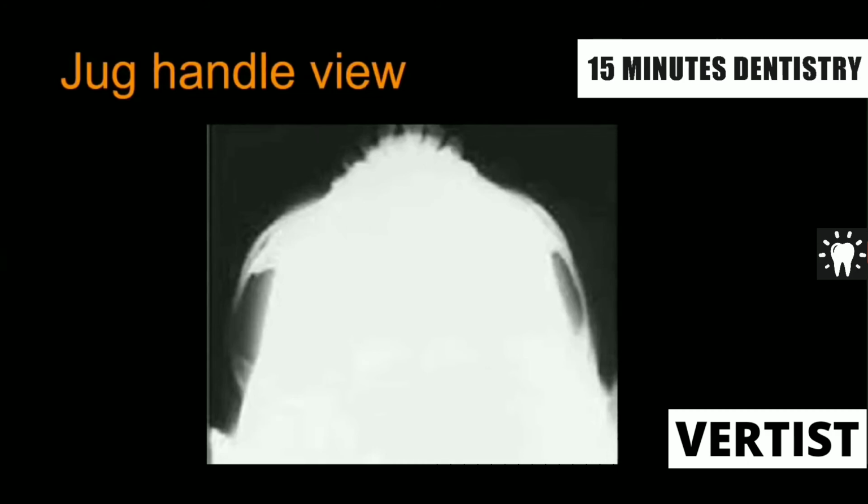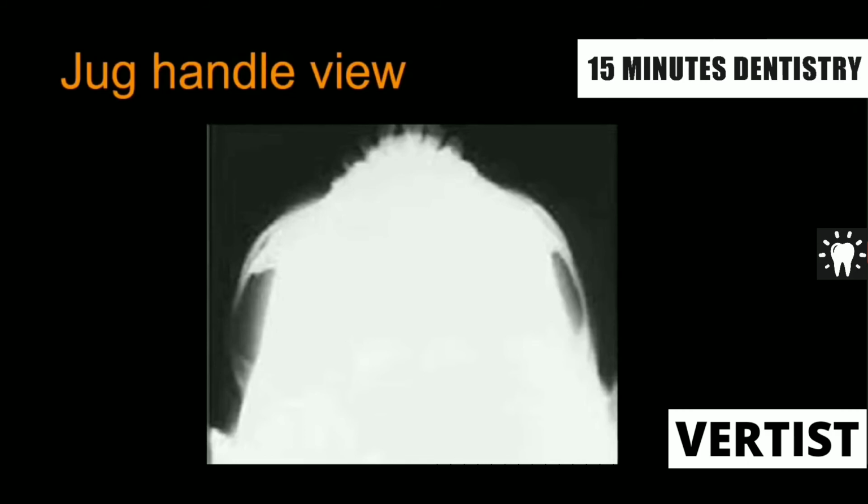The modification we make in this Jug Handle View is that we reduce the exposure time required for the submento vertex by one-fourth. So if you are exposing for 2 seconds, we expose it only for 0.5 seconds, so that the X-rays will not pass through the base of the skull, and you can see both the arches in a much simpler way. It looks like you are holding a jug, so it is called the Jug Handle View.